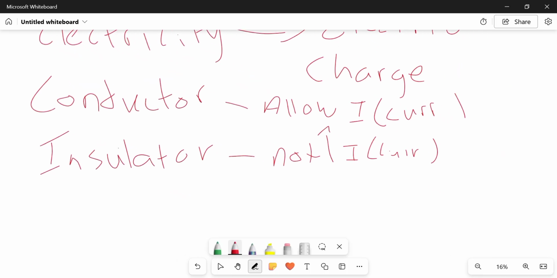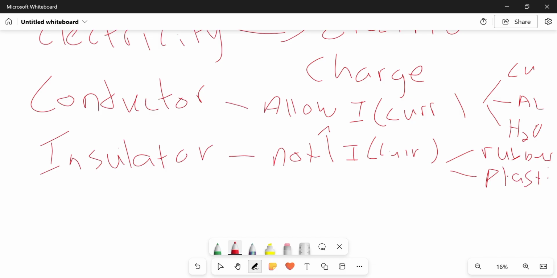An example of a conductor is copper, aluminium, and also water. It's a strong conductor. This one is very dangerous when mixed with electricity. And then you have an insulator, which can be either rubber, plastic, and also glass. So those are conductors and insulators.